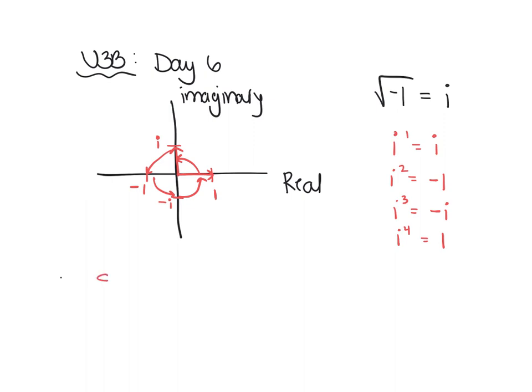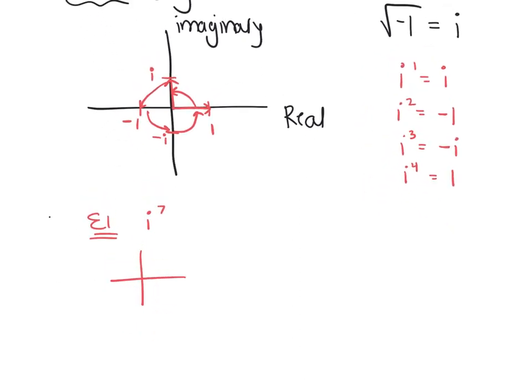So if we look at, we'll start a little small, i to the 7th power, that means that you're rotating 7 times around the origin, 90 degrees. So you start here, so here's 1, 90 degrees, 2, 3, 4, and then you keep going, 5, 6, 7. So based on those 7 90-degree rotations, this is going to be equivalent to -i.